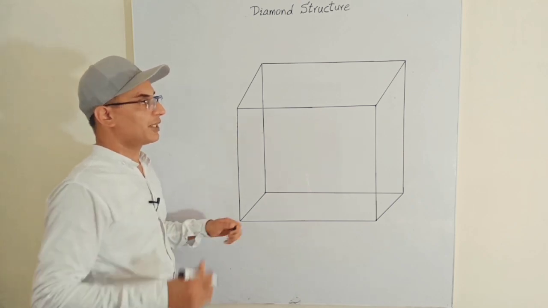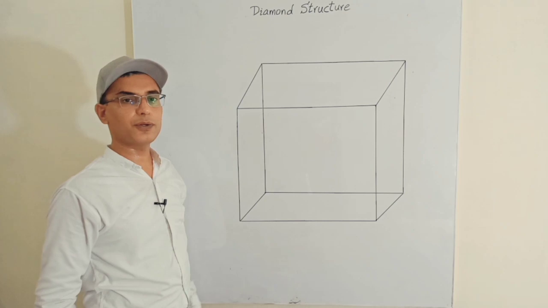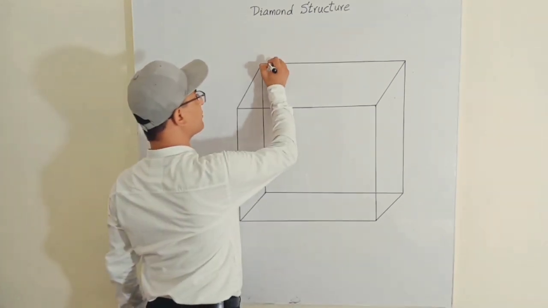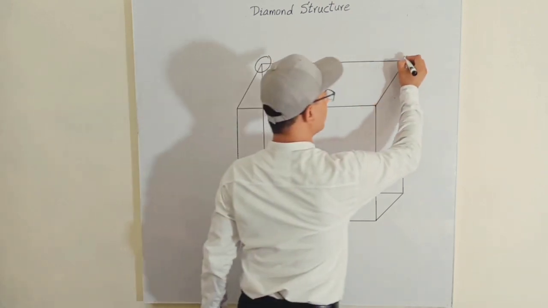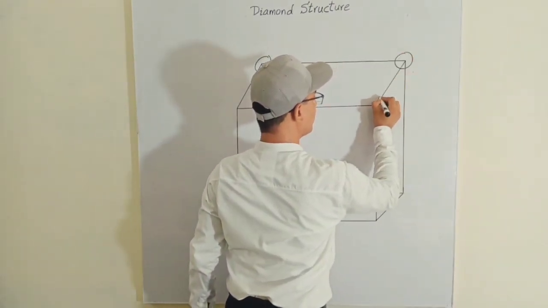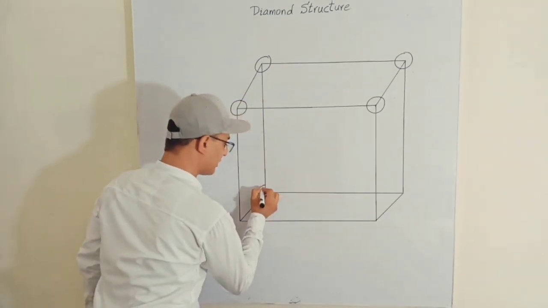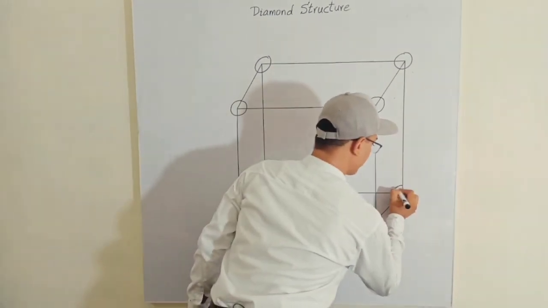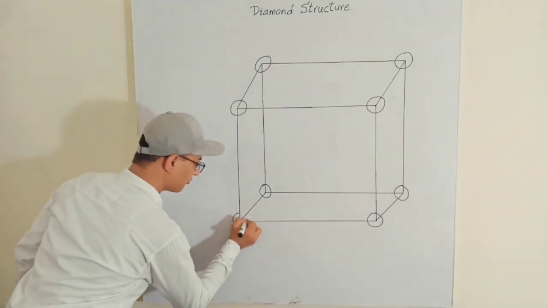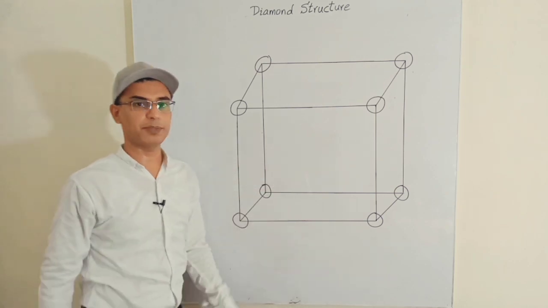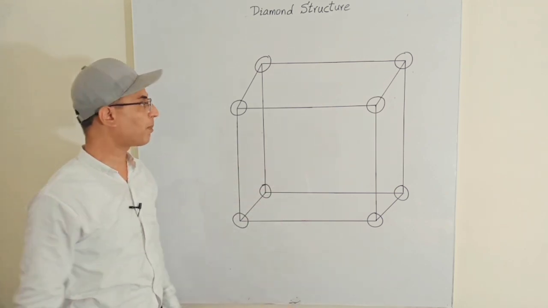Now, before we proceed, let's draw the atoms at the corners. So, one carbon atom will be over here. Remember, the radii of the atoms should be the same. In other words, the diameter of the circles that you're drawing to label the carbon atoms should be the same. No circles should be smaller or larger, they should all be the same size, because diamond has no impurities, it's purely made up of carbon atoms.